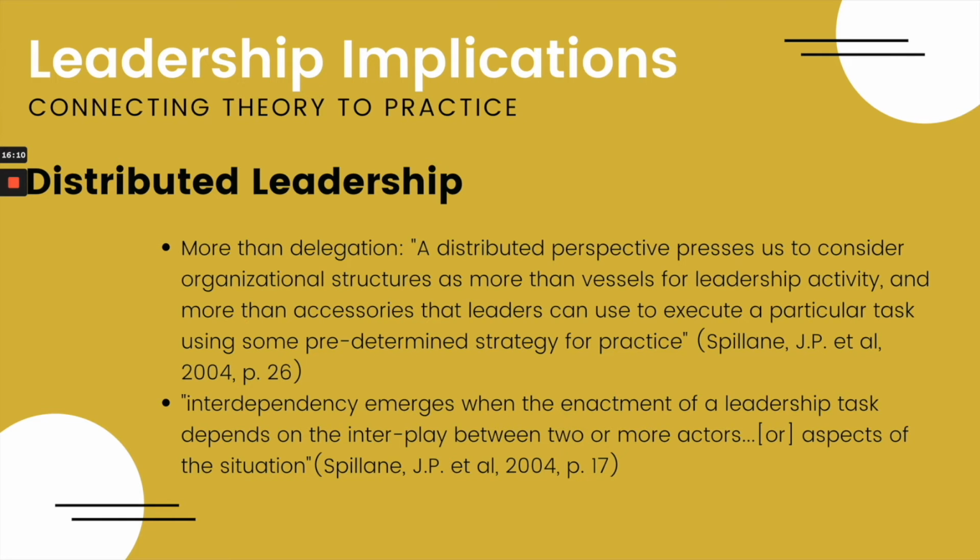Spillane writes, "A distributed perspective presses us to consider organizational structures as more than vessels for leadership activity and more than accessories that leaders can use to execute a particular task using some predetermined strategy for practice. Interdependency emerges when the enactment of a leadership task depends on the interplay between two or more actors or aspects of the situation." So it's that interdependency and that interplay that's really missing from this situation. I propose that more communication between all parties is needed in this situation, and clear expectations and limitations need to be set and followed through on.